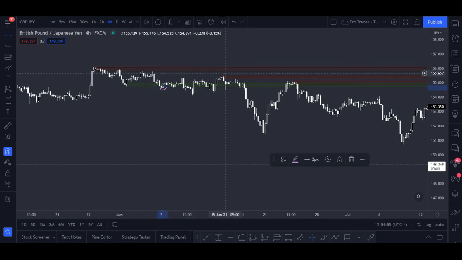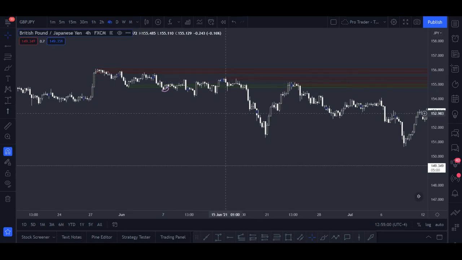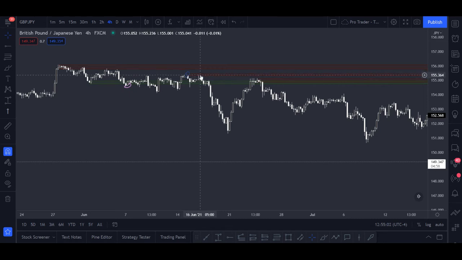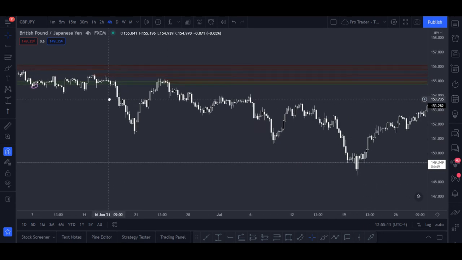Okay, but again, we had a supply zone created right here. Okay, that supply zone was respected. All right, so that gives us an idea that we are now getting ready to go into a what? A downtrend.